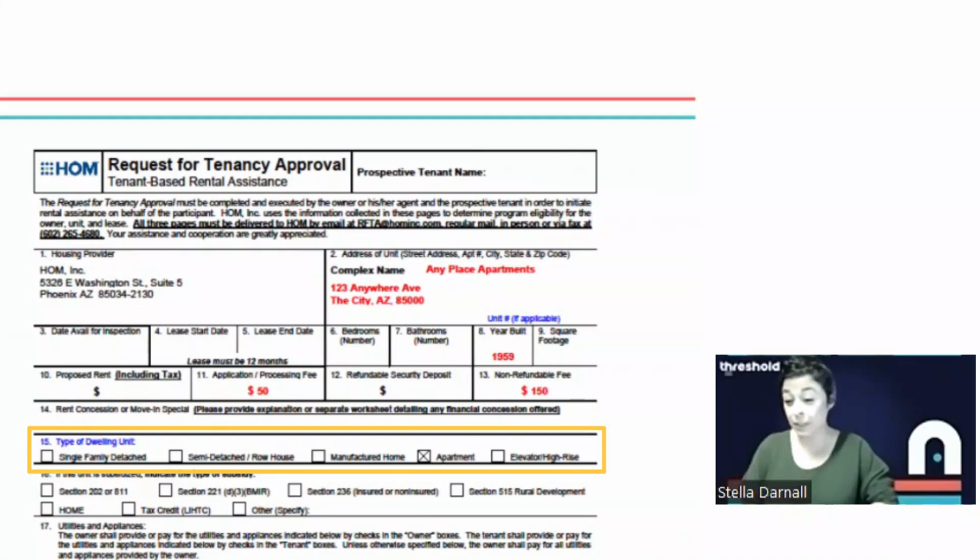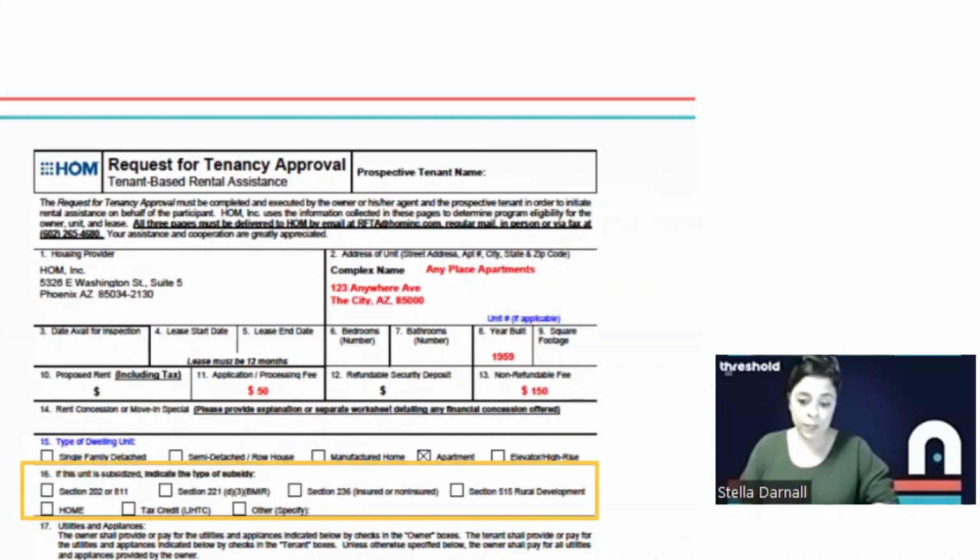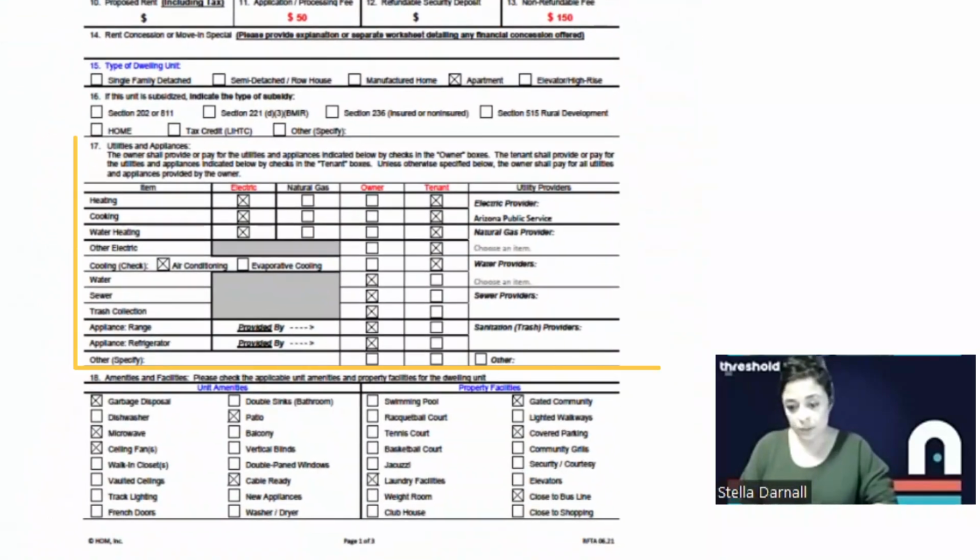If you were not completely sure, this is something that the housing specialist can actually help look up and determine with you. And for line 16, you'd want to check this off if the unit is subsidized and what type of subsidy it is. So going down to 17, which is the utilities and appliances, this is where you would check off what type of utilities are in the physical unit itself and who pays for what. So if it is a property that is all utilities included, where you are responsible for all the utilities, you just go ahead right down the line and check owner.